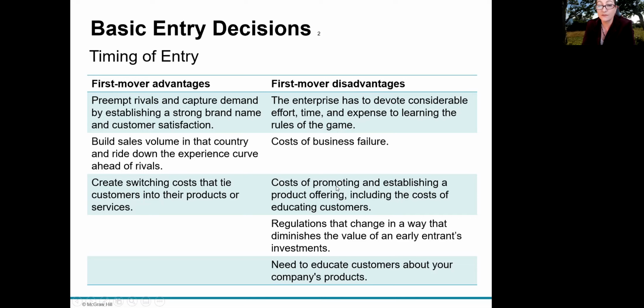There's also costs of promoting and establishing your offer, and that includes the cost of educating the customers with regards to what it is that you're offering. And regulations change, and they may change in a way that diminishes the value of early entrant investment.